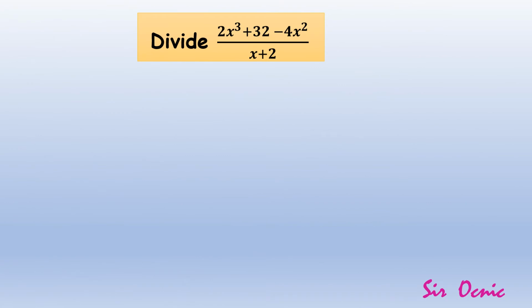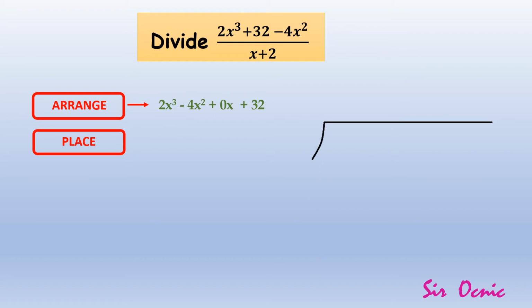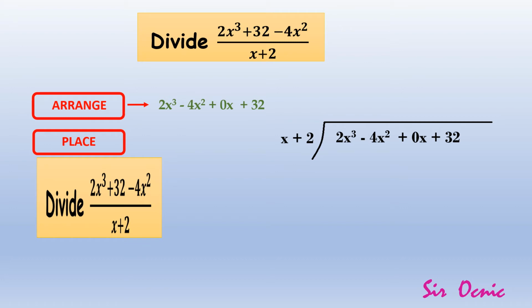Divide 2x cubed plus 32 minus 4x squared all over x plus 2. Let us now first arrange the dividend. 2x cubed minus 4x squared plus 0x plus 32. Place the dividend on the divisor and use the cycle divide, multiply, subtract, bring it down.